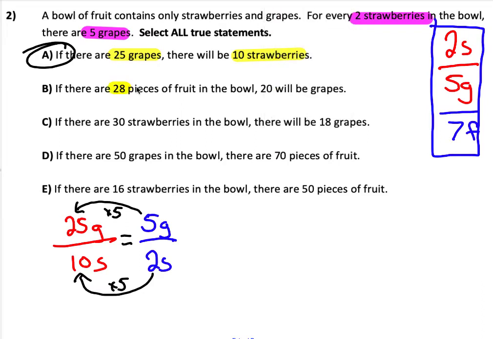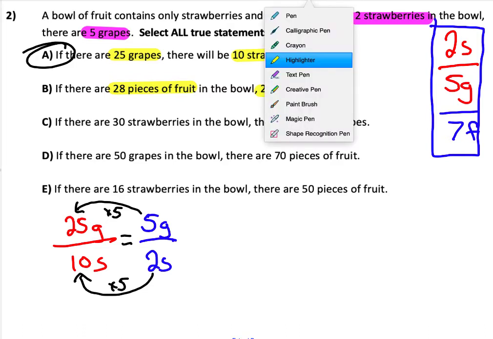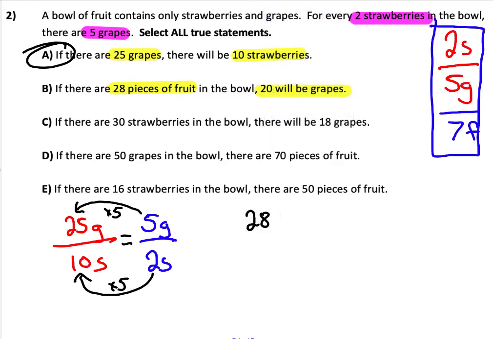So the next one says 28 pieces of fruit to 20 grapes. So 28 fruit over 20 grapes. So I'm going to go back to my given information. I had 7 total pieces of fruit and 5 grapes. I'm just pulling that information off to the side. And that's why I write it over there, so I have easy access to it as I do each part of the problem. Now I'm going to check for that same kind of pattern.